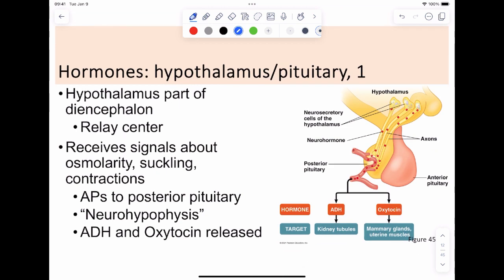Let's deal with the fun set first, the hypothalamus. So your hypothalamus is part of your diencephalon. So that was that middle part of that second part of your brain. It's also known as a relay center. So it gets lots of sensations going into there. Some of those sensations include things like osmolarity, so it knows if it's watery, if you have too much water, if you don't have enough water.